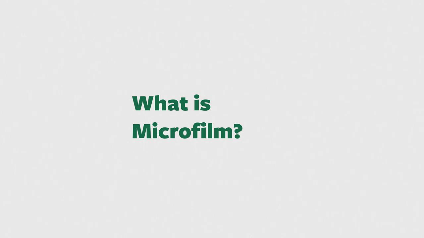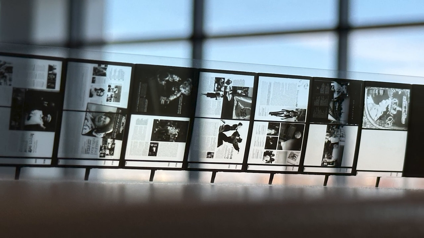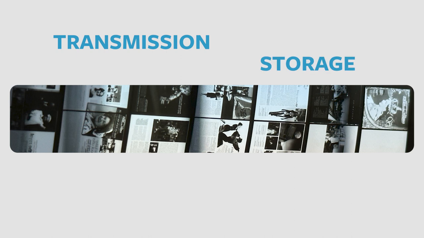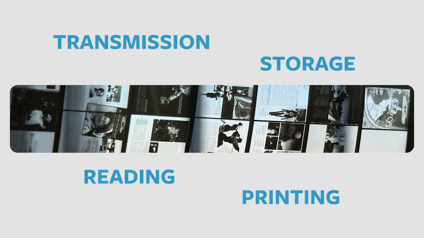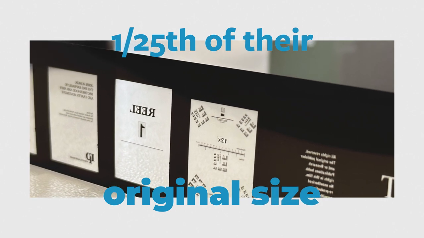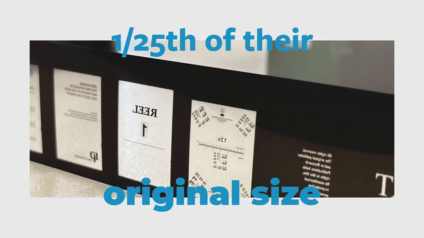What is microfilm? Microfilms are scaled-down copies of documents used for transmission, storage, reading, and printing. Images on microfilms are usually reduced to 1/4 or 1/25 of the original size. The optical reduction may be greater for special purposes.